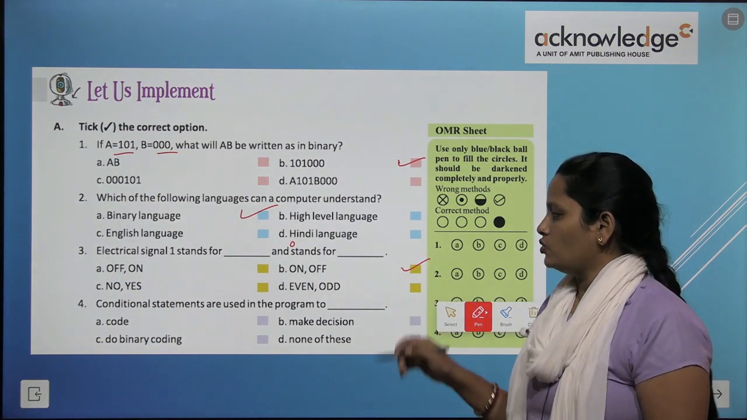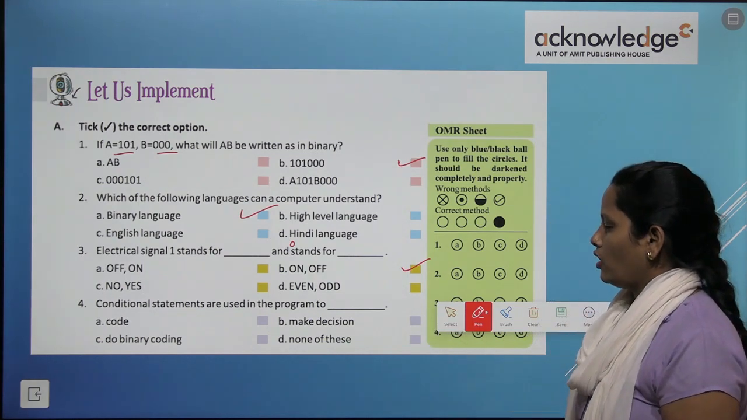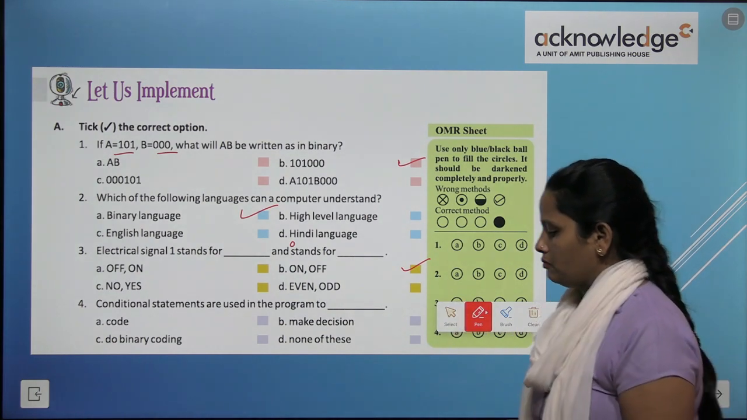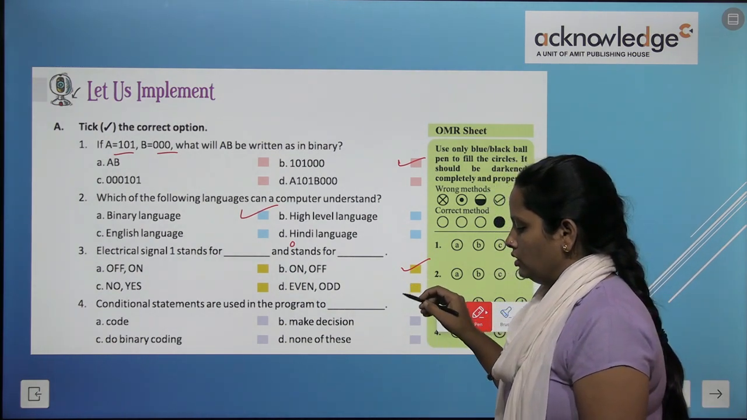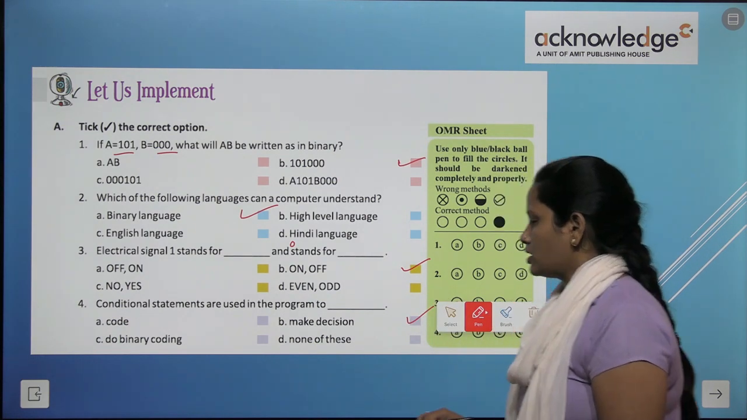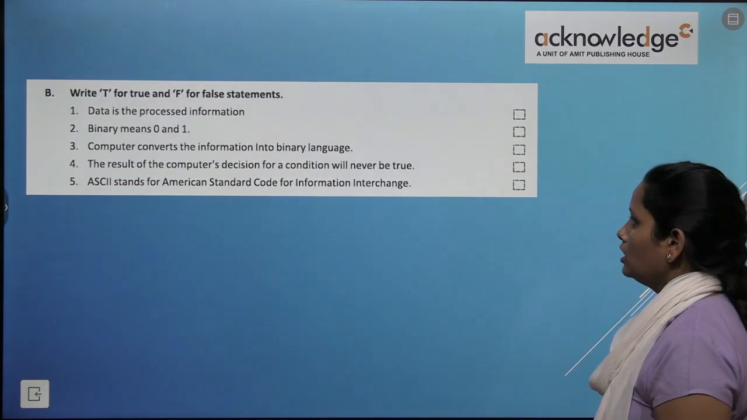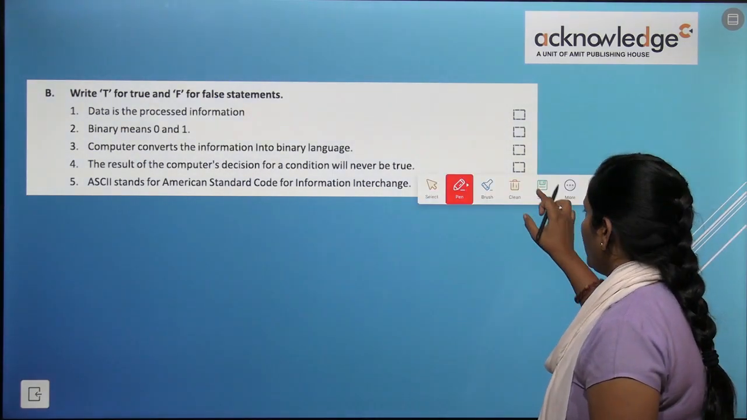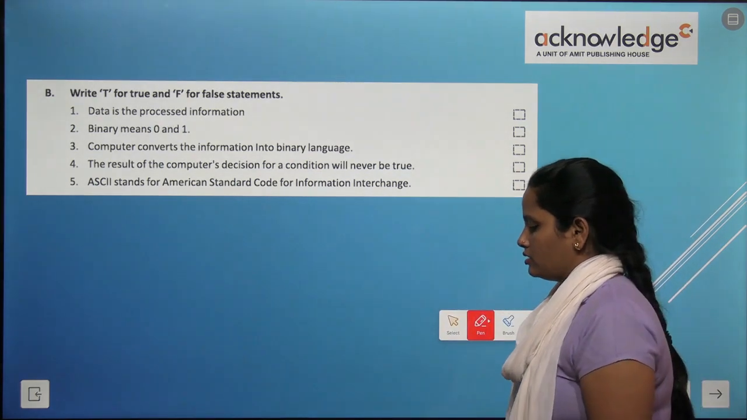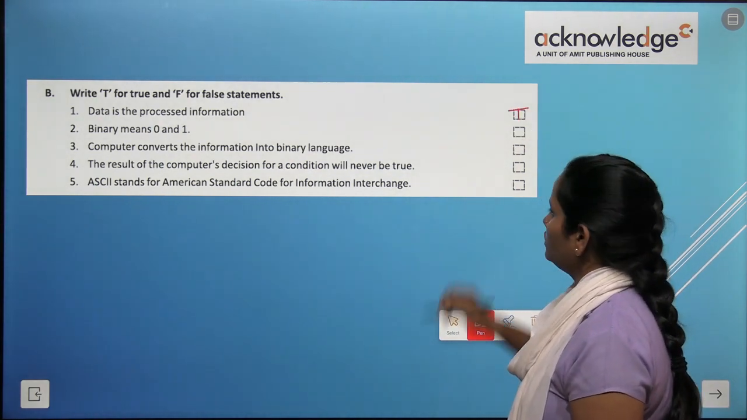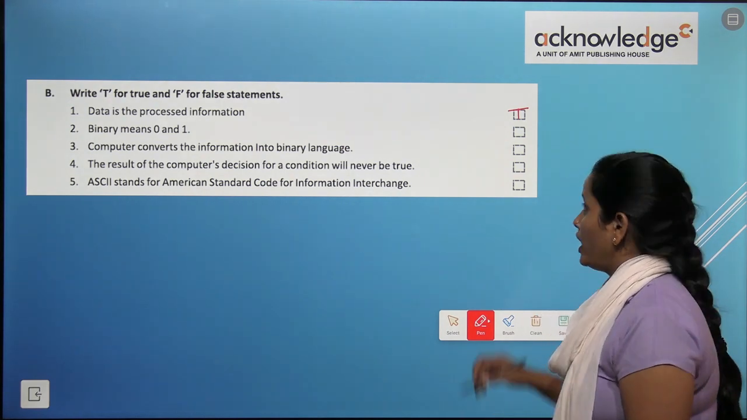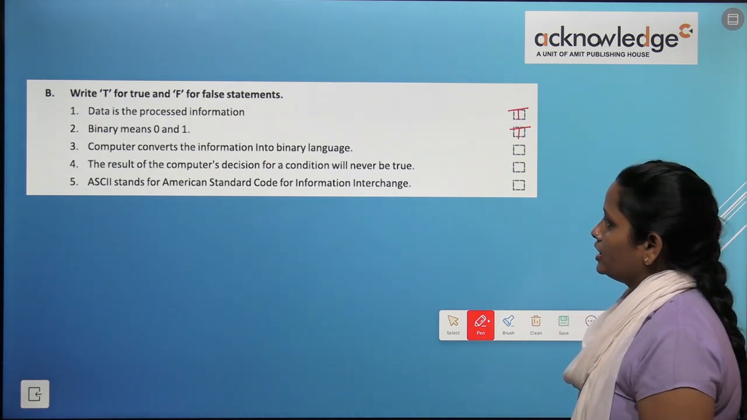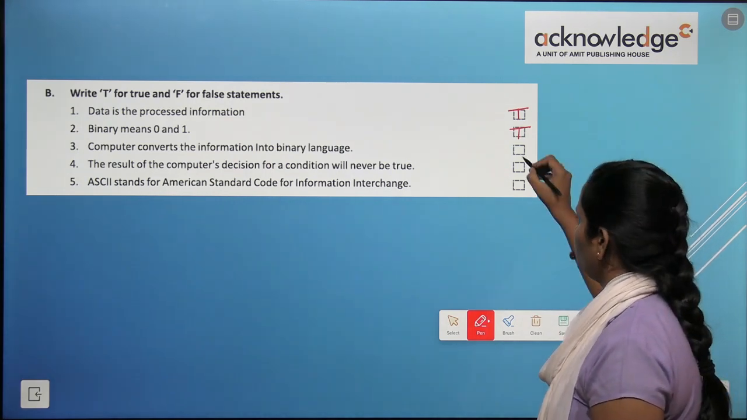Conditional statements are used in a program for what? For making decisions. So this is the correct answer. Now come to true and false. Data is the processed information. Yes, this is true. Binary means 0 and 1. True. Computer converts the information into binary language. No. False.